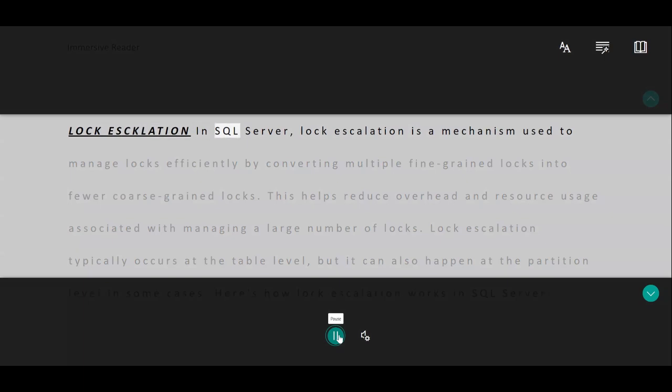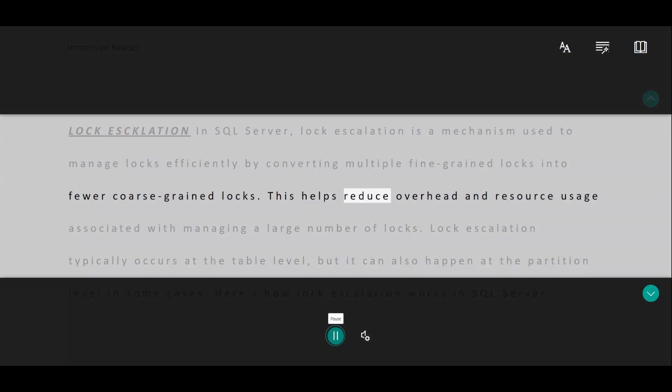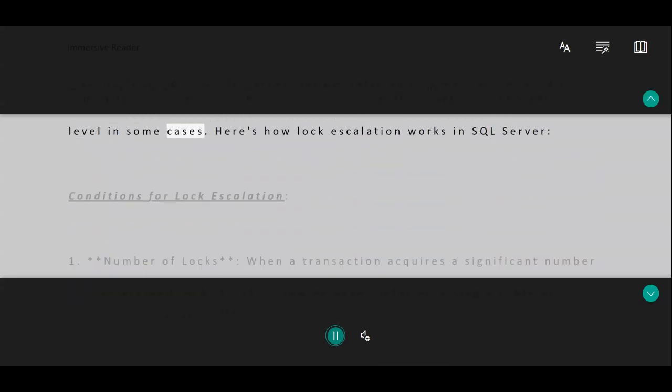Lock escalation in SQL Server. Lock escalation is a mechanism used to manage locks efficiently by converting multiple fine-grained locks into fewer coarse-grained locks. This helps reduce overhead and resource usage associated with managing a large number of locks. Lock escalation typically occurs at the table level, but it can also happen at the partition level in some cases.